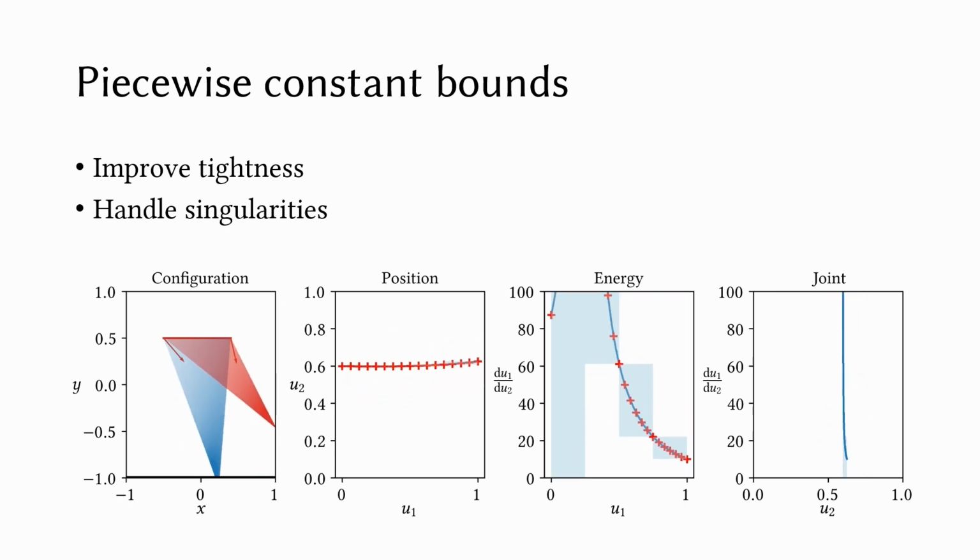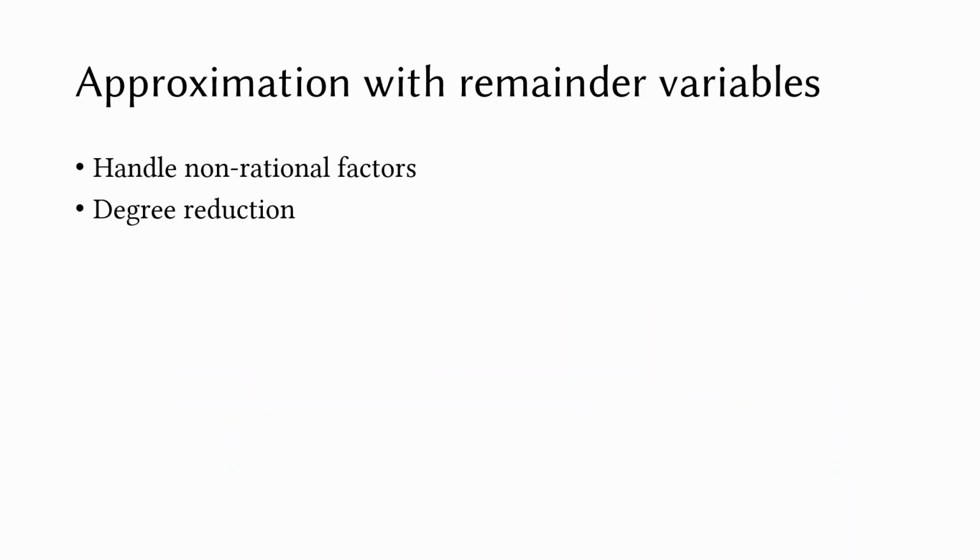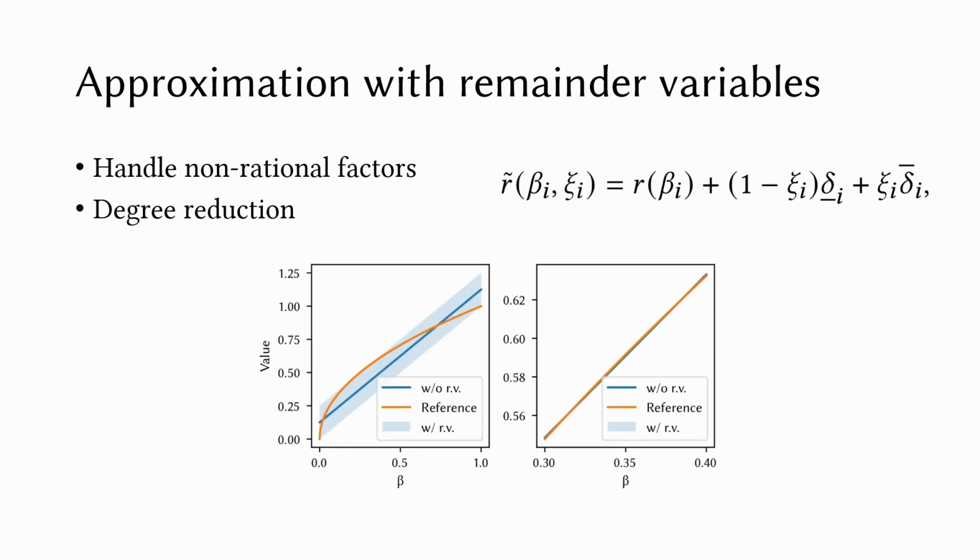However, until now, it's still very difficult to handle the non-rational factors or high-degree components. Therefore, we regress these non-rational factors or high-degree components with low-degree polynomials plus a remainder variable to model the approximation error or uncertainty. Thus, the computed bounds are still valid and correct.